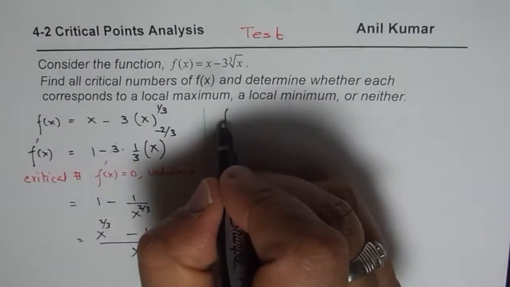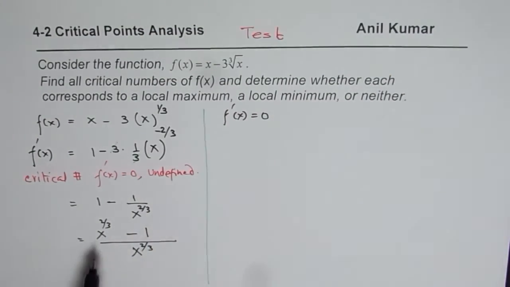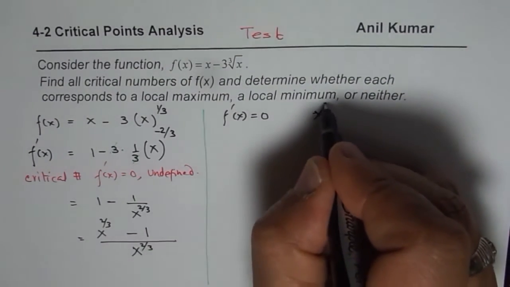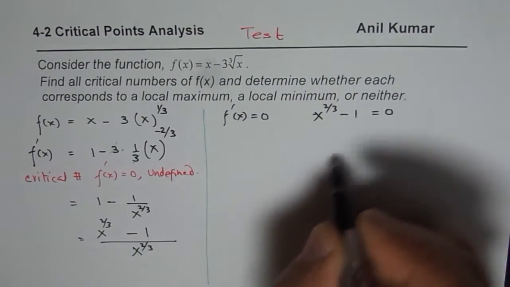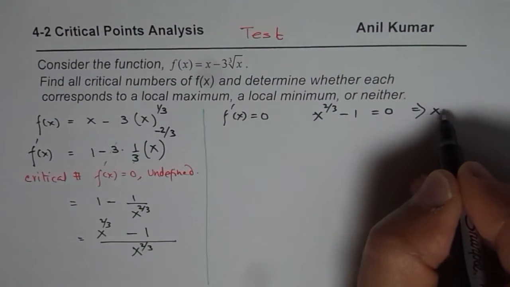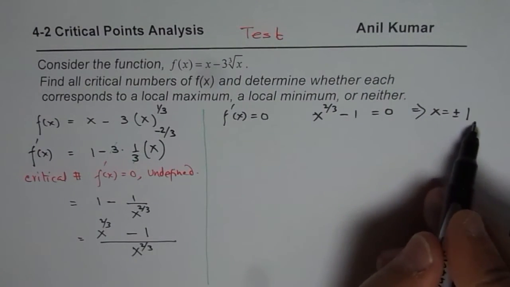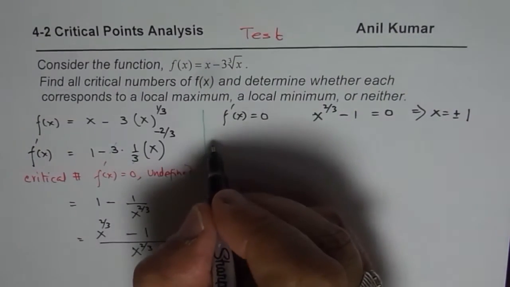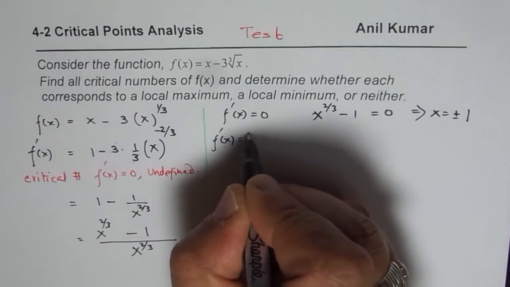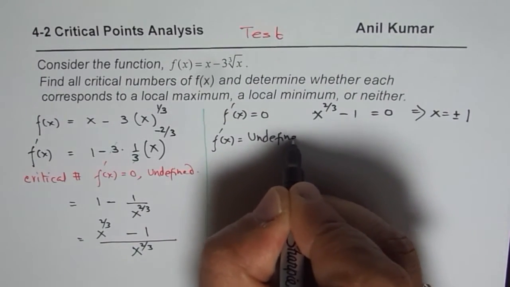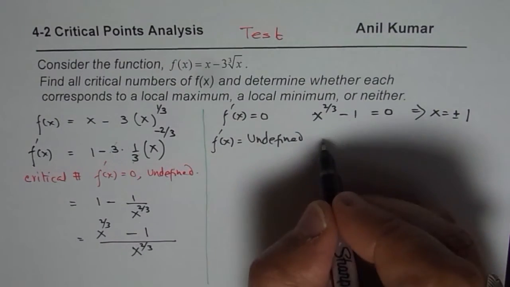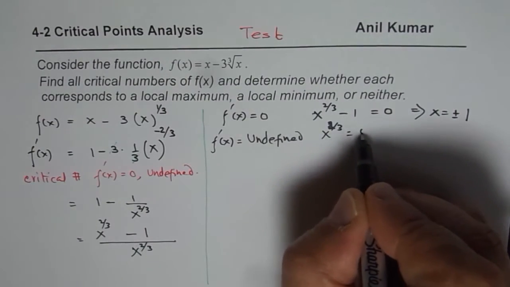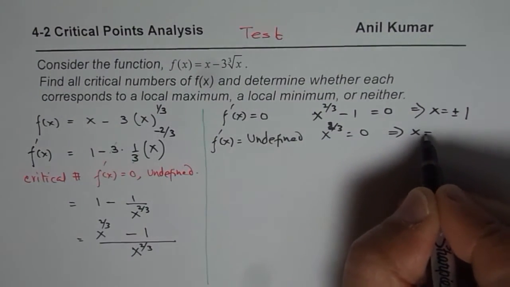Now f prime x equals 0 will give us a couple of values, two values, right? So that means x to the power of 2 over 3 minus 1 equals 0, and that really means that x is equal to plus minus 1. So for both the values this expression is 0, right? So that is one. And second, we need to find when it is undefined, right? It is undefined when the denominator is 0. That means x to the power of 2 over 3 equals 0, and that is x equals 0.